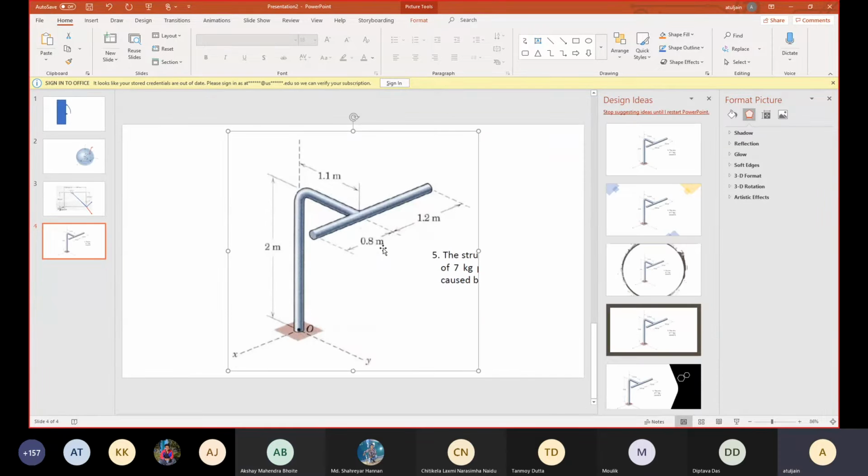So in this problem, a bar is given shaped something like this, and the problem statement says the structure shown is constructed of circular rod, mass is 7 kg per meter of length. Determine the moment M0 about O caused by the weight of the structure. Determine the magnitude. How can we solve this problem?